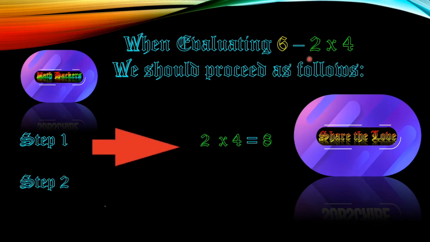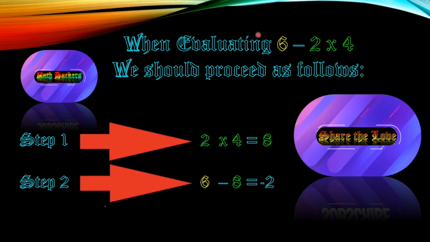When evaluating 6 minus 2 times 4, we should proceed as follows. Step 1. Multiplication is given first priority as per Bodmas rule, as in 2 times 4, 8. Followed by step 2, which is applying the final touches and tying up the loose ends. We know that 2 times 4 is 8 from step 1. Now all we have to do is tie up the loose ends. That is 6 minus 8, which is -2.